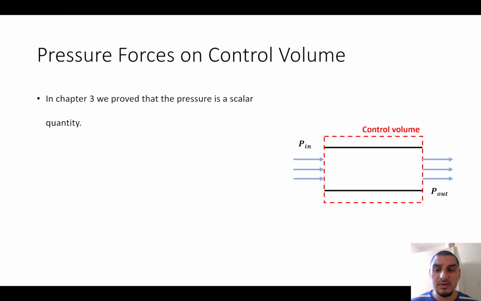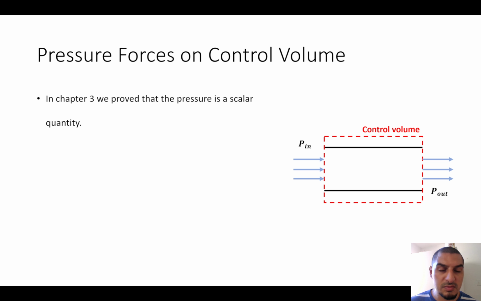So this is what we're going to do: we will only include the inner and the outer pressure on the control volume. We know that the forces are going to be the pressure times the area. So this is not a big deal. The question here is, what is the direction of these forces? And this is a very important point.